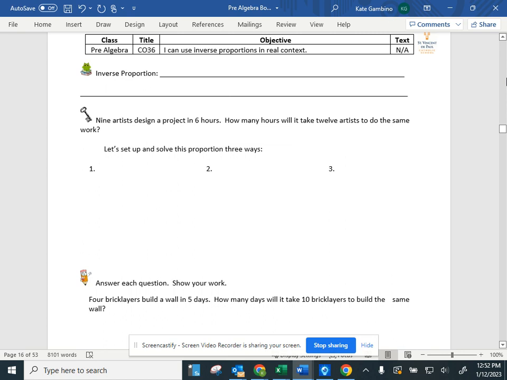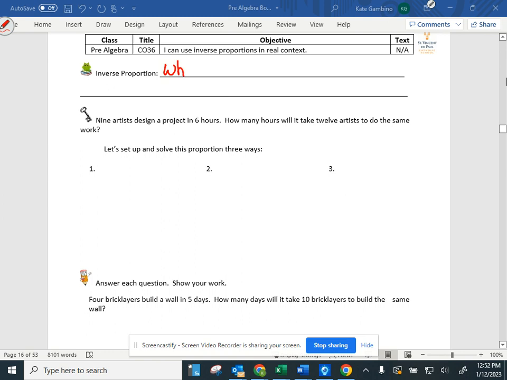Today we are doing CO36. I can use inverse proportions in real context. So we talked about the partitive proportions and the direct proportions. Now it's the inverse proportions, and this is the one that is a little bit newer. The last two objectives were stuff that we'd already learned and we were applying it. Now we're going to learn something new. So first thing we need to know is what is an inverse proportion?